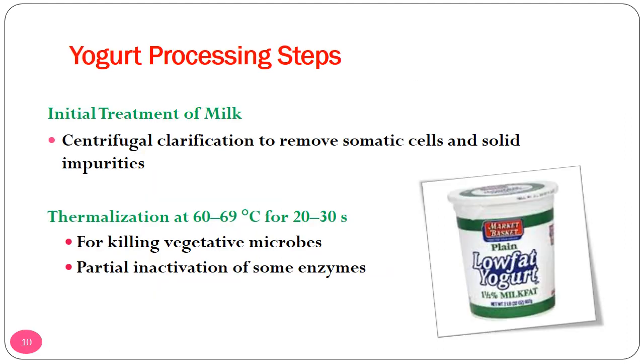Now we will discuss the total processing steps for yogurt, each step briefly. So first is initial treatment of milk, where centrifugal clarification removes somatic cells and solid impurities. We have discussed clarification earlier, it is a centrifugal process. Then there is thermalization at around 60 to 70 degrees Celsius for 20 to 30 seconds for killing vegetative microbes and for partial inactivation of some enzymes. So this is a pre-treatment before actual pasteurization.